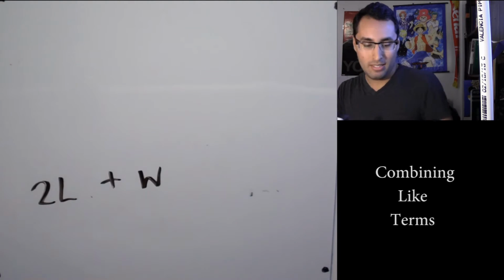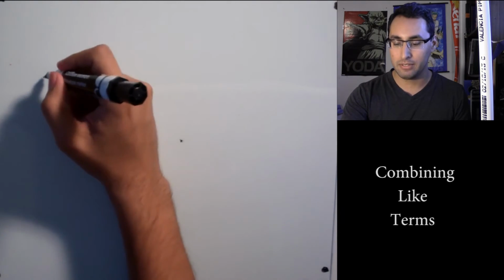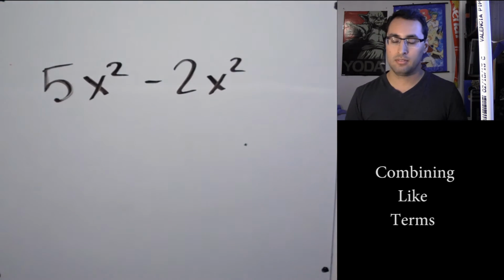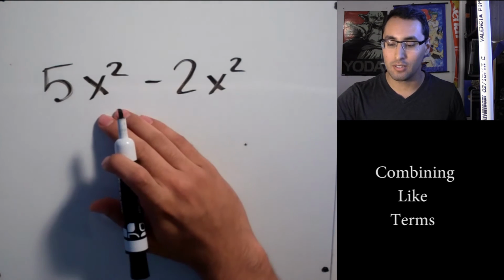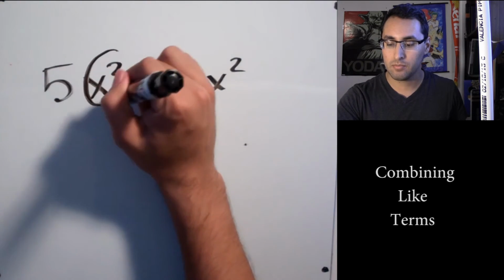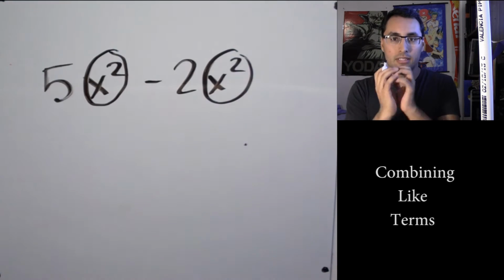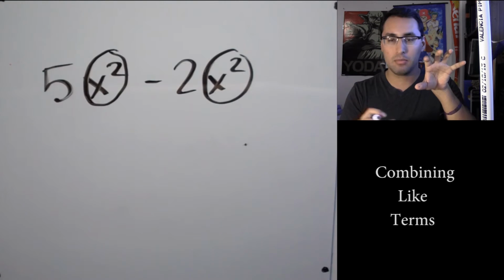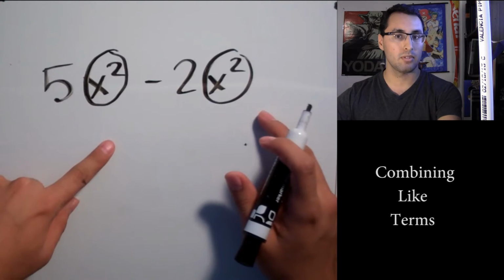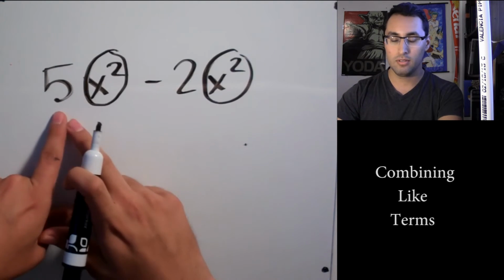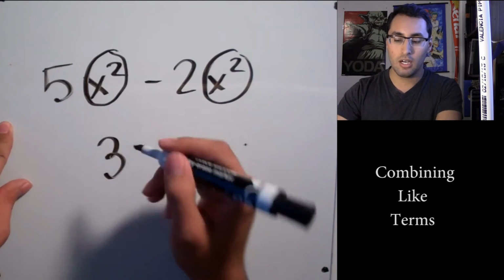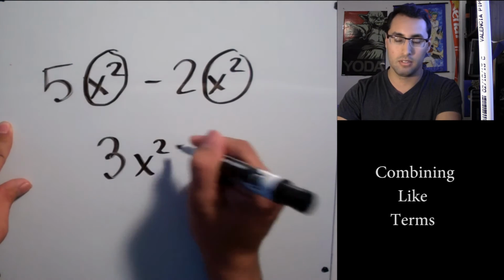Okay, so more examples. If I were to give you 5x squared minus 2x squared, just think of a variable with the exponent as an object. I'm going to circle these. It's saying of these x squares, I got 5 over here, and I'm going to subtract 2 of them over here. So I can combine these things. They have the same letter raised to the same exponent. You just have to figure out what is 5 minus 2. Well, that's just 3. So of these x squares, I've got 3 of them left over.